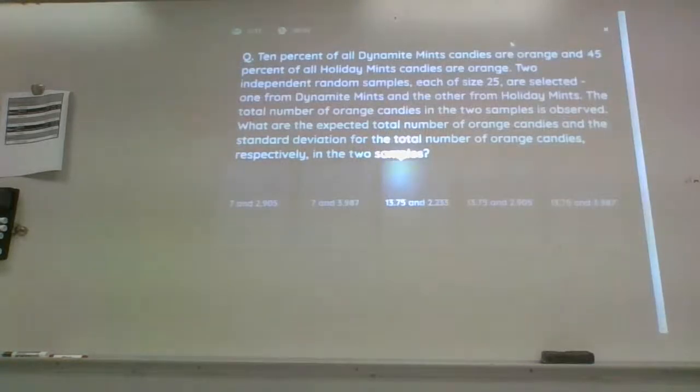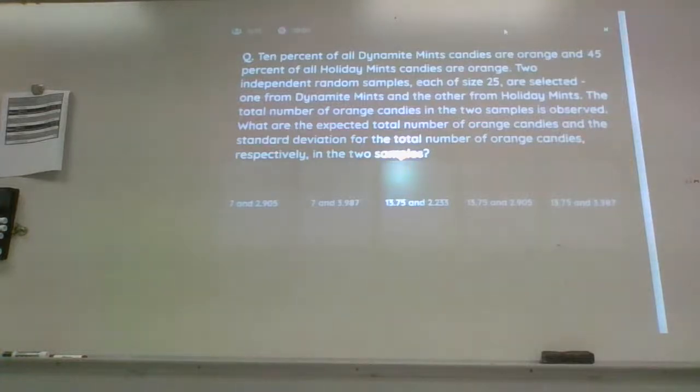Question view. 10% of all Dynamite Mints candies are orange, and 45% of all Holiday Mint candies are orange. Okay? 2 independent random samples, each of size 25, are selected, one from Dynamite Mints and the other from Holiday Mints. The total number of orange candies in the 2 samples is observed. What are the expected total number of orange candies and the standard deviation of the total number of orange candies, respectively, in the 2 samples?